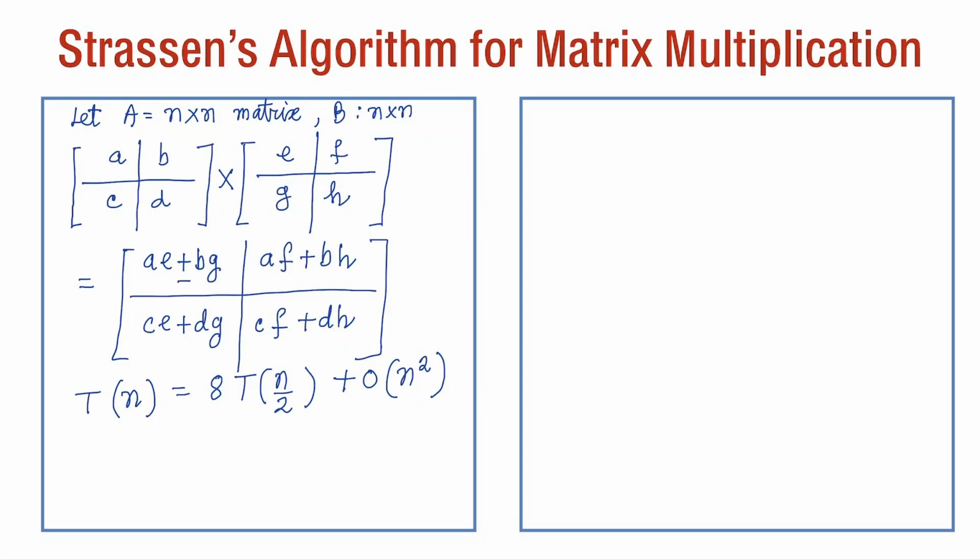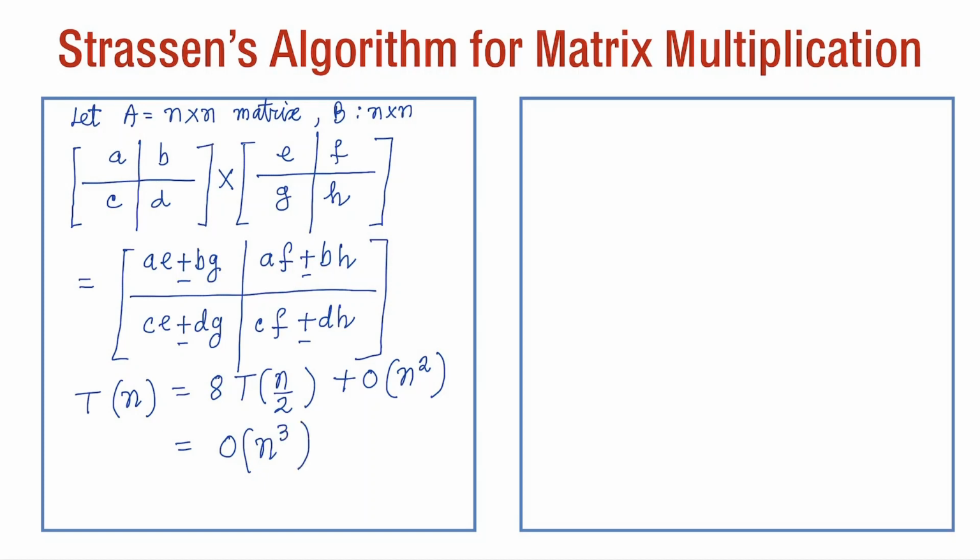Here you have to add, here you have to add, here you have to add, here you have to add. So this addition of two n by 2 by n by 2 matrices will take order n squared time. And as we know, this follows the simple rule which we get from our master theorem, which is log 8 to the base 2, which is order n cube.